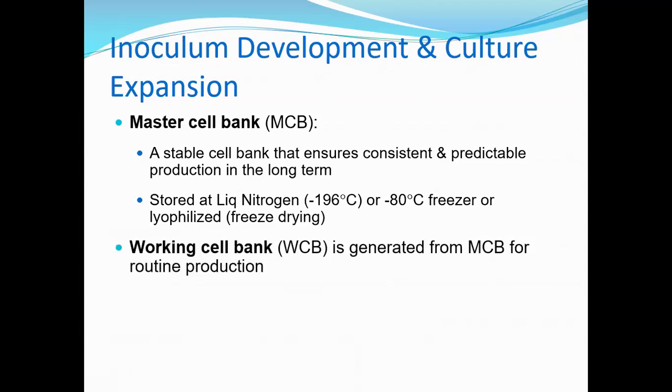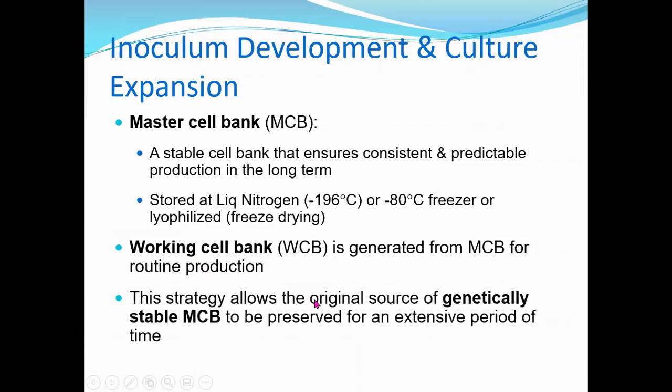So from the master cell bank, you make several working cell banks, which are used for routine production. And if you follow this strategy, it will allow the original source of genetically stable master cell bank to be preserved for a longer period of time.